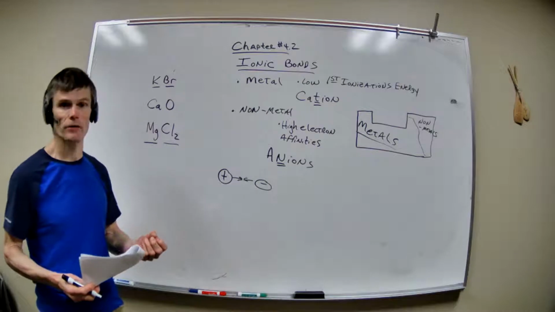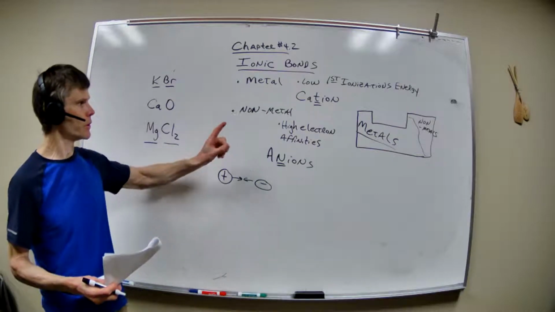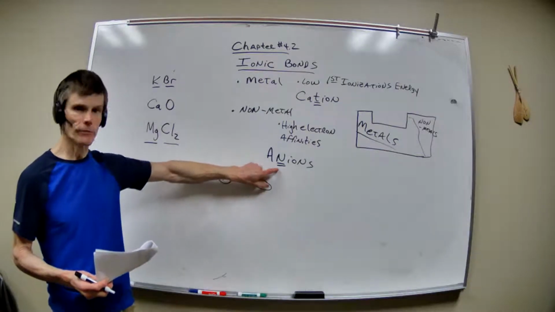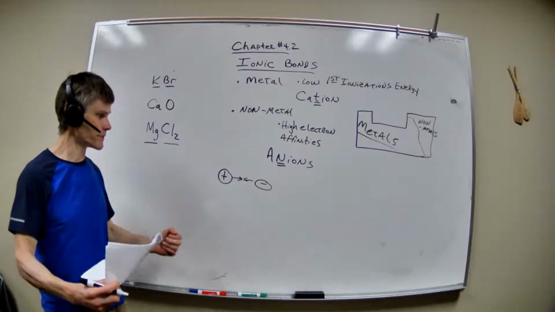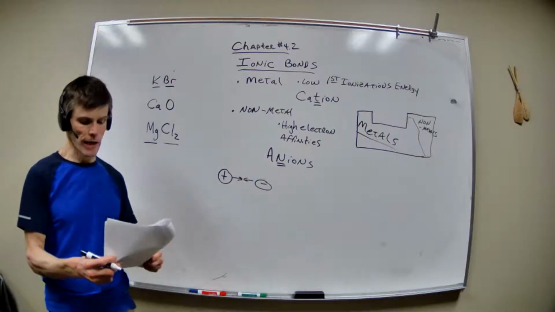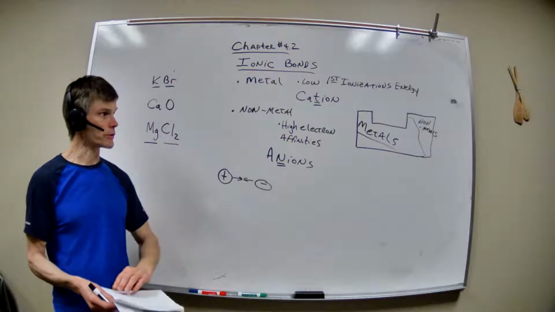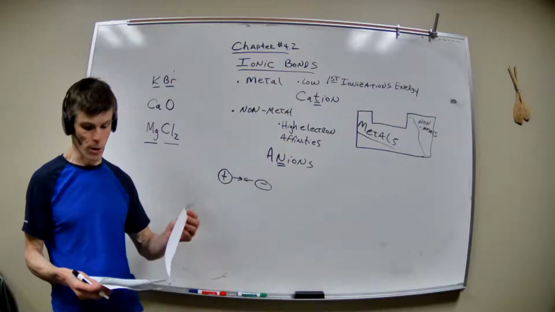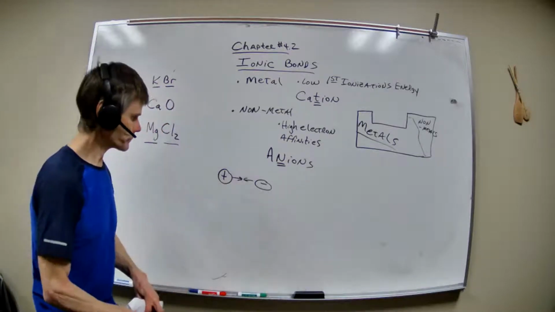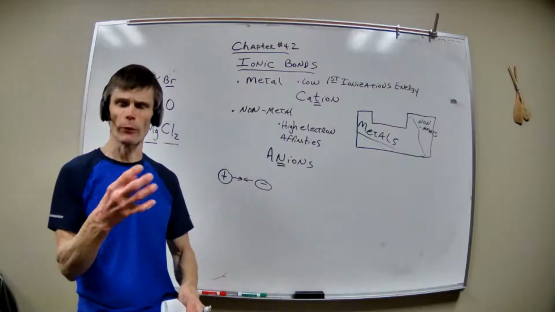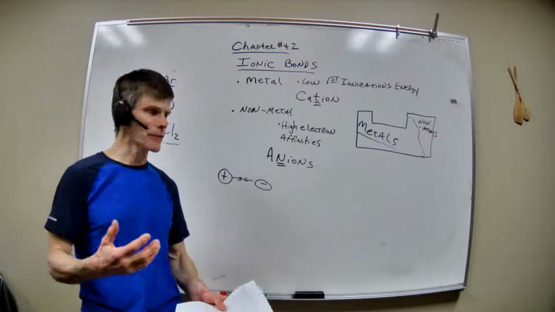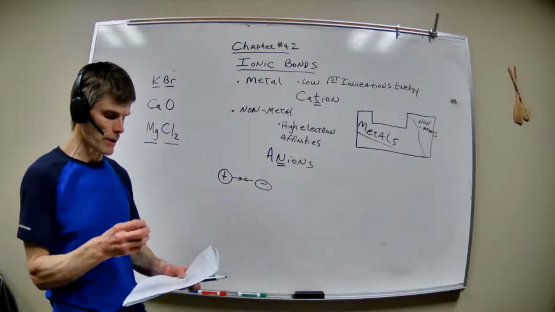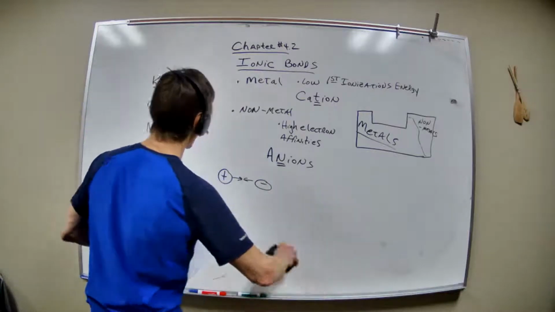Metals form cations, positively charged particles. Nonmetals form negatively charged particles called anions. And there's an electrostatic attraction between these particles to form what we call ionic bonds. The other type of bond that we're going to look at in more detail are what are called covalent bonds.